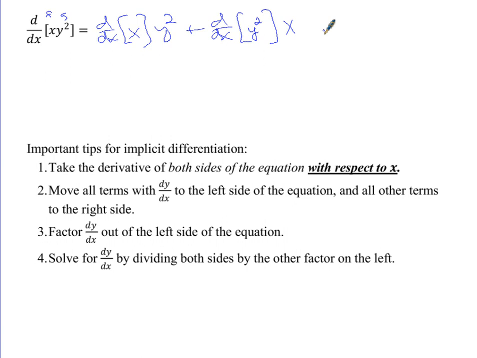You guys are going to get to a point where you don't have to do this, hopefully very quickly. You can skip this very formal step here. So for the first term, derivative with respect to x of x, can I do that? Yeah, and I get 1, so just y squared. Plus, the derivative with respect to x of y squared, can I do that? No. What do I get?